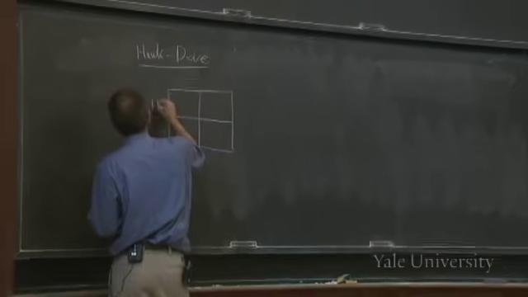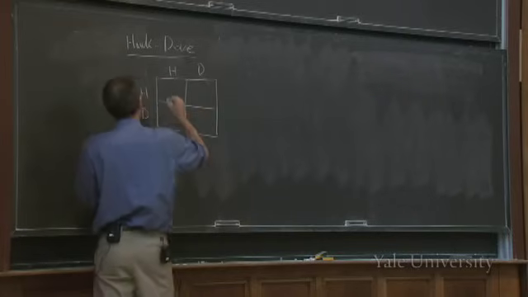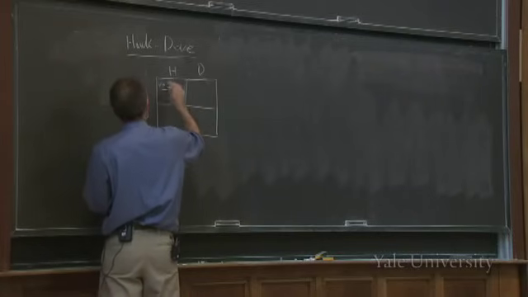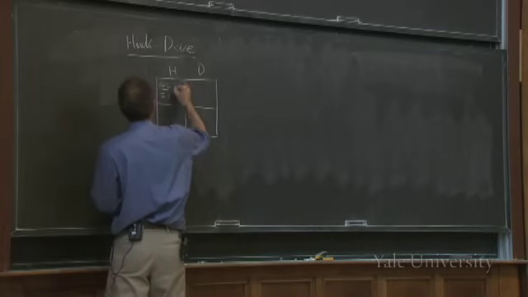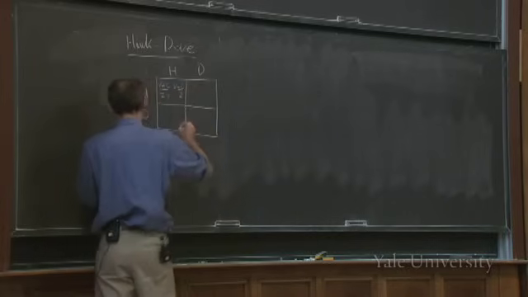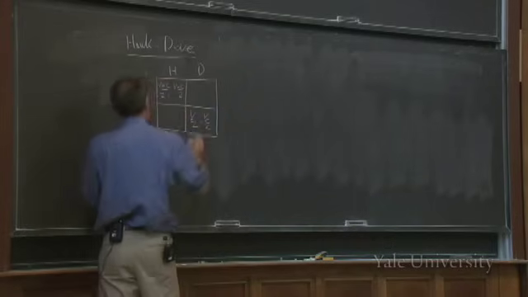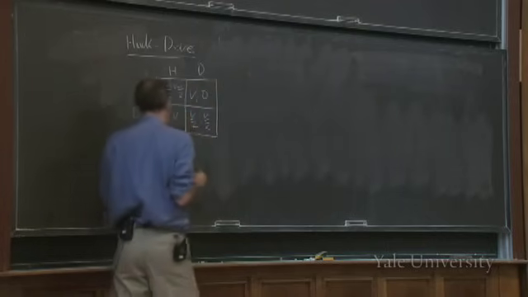All right. So this is the hawk strategy. This is the dove strategy. Hawk and dove, and the payoffs are as follows: V minus C over 2 and V minus C over 2, and here we get V over 2 and V over 2, and here we get V and 0, and here we get 0 and V.